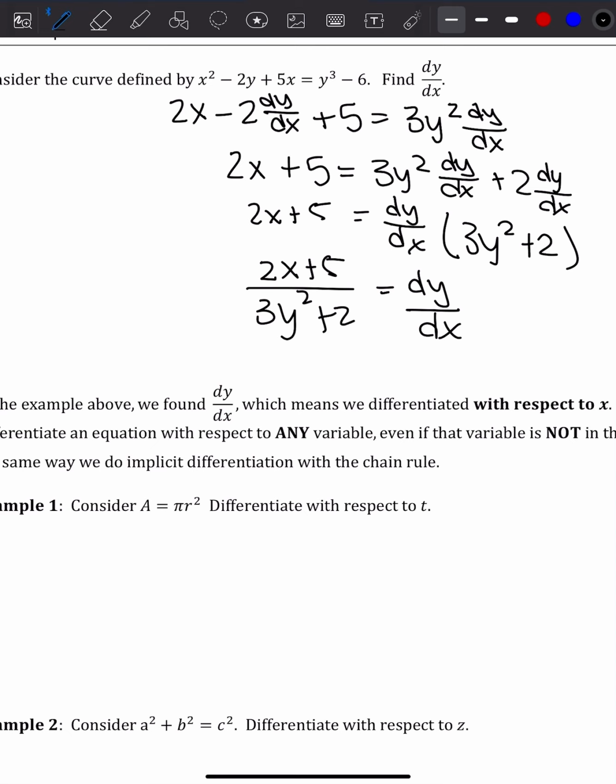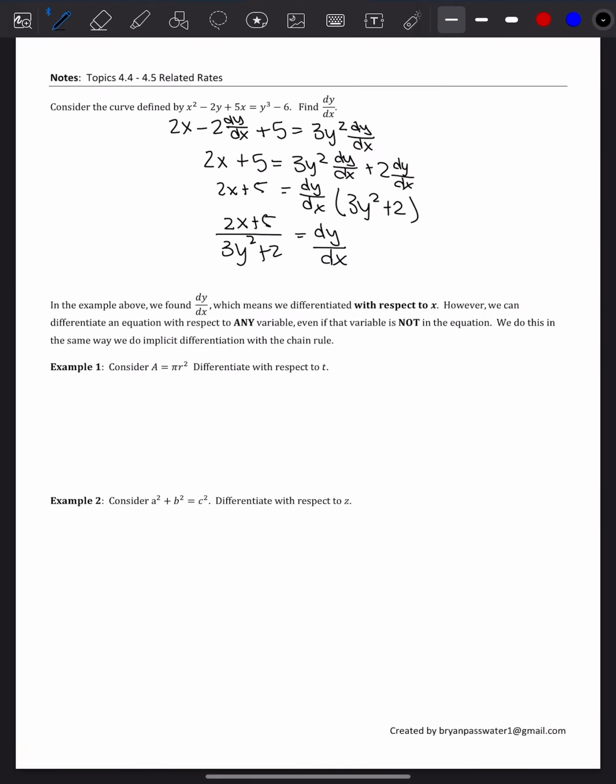And depending on what we move over, so if I moved 3y squared to the left side and moved everything else over, my signs might be different. But as long as all of the signs are different than what I have here, we are okay. So we found dy over dx because we differentiated with respect to x.